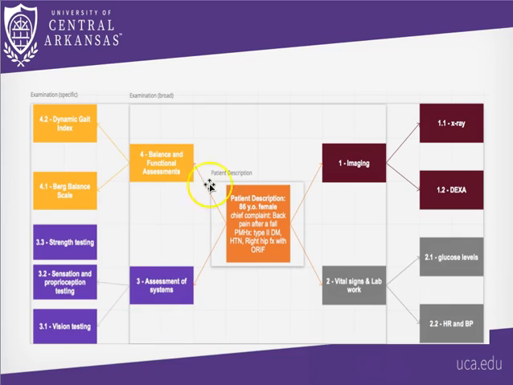And then moving on to balance and functional assessments, so maybe the Berg balance scale or the dynamic gait index should be employed. And there are numerous others that could be put in this area as well. So maybe a nutritional scan, since that could be leading to falls as well. Maybe psychological, psychosocial issues could be affecting her as well. So this is unlimited. This should grow and grow.